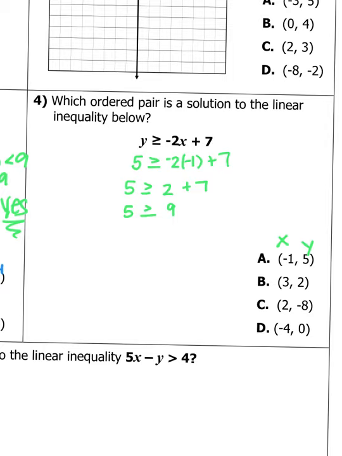This is reading 5 is greater than or equal to 9. Is 5 bigger than 9? No, absolutely not. So this is not a solution. So now try B. If B doesn't work, try C, and so on. It is a solution if it makes a true statement. So you're looking for this left side to be bigger than the right side.